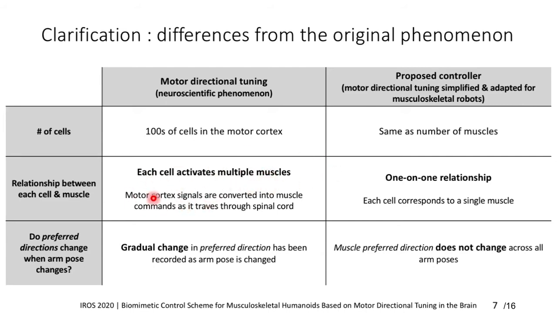And the motor cortex signals are converted into muscle commands as it travels through the spinal cord. Therefore, it is not a straightforward mapping between the cell and the muscle. On the other hand, in our controller, we have a simple one-on-one relationship where each cell corresponds to a single muscle. Also, a gradual change in preferred direction has been recorded as arm poses changed, but in our implementation, the muscle preferred direction does not change across all arm poses.